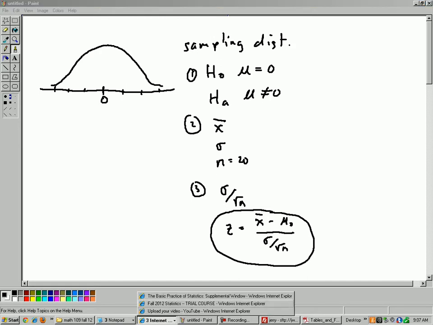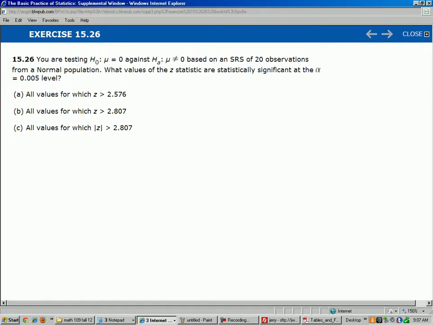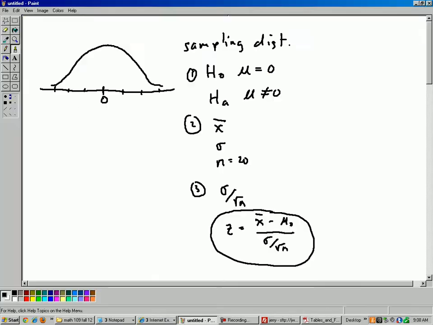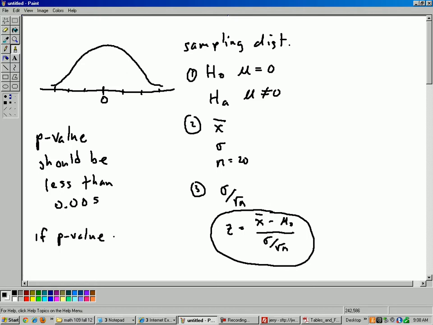Let's go back to the original wording of the question. It says, what values of the z statistic are statistically significant at alpha equals 0.005? In other words, what is going to make your p-value be less than 0.005? The p-value, whatever it is, we don't know what it's going to be, but if we want to have significance here, it should be less than 0.005. That's because of the rule that if the p-value is less than alpha, then you reject the null hypothesis. And if you reject the null, that means you have found significance.